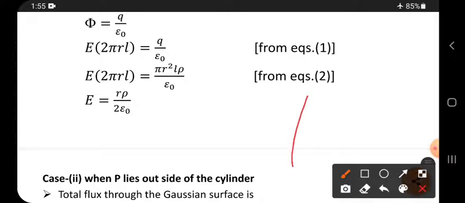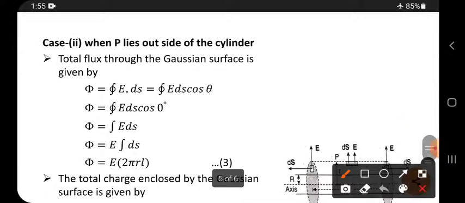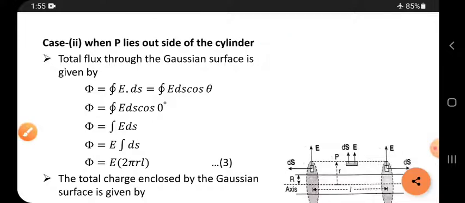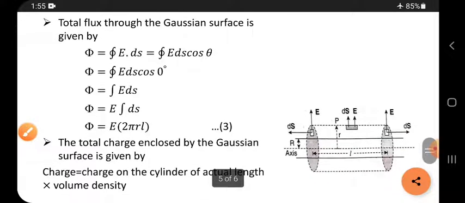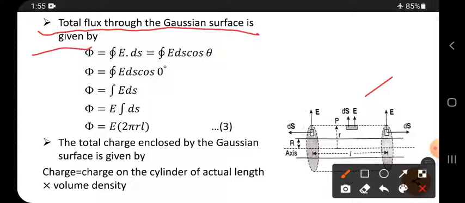Suppose a point is kept outside of the cylinder. When P lies outside of the cylinder, what happens? See the diagram. So this is the diagram. Now see, the total flux through the Gaussian surface is given by phi equals integral E dot ds. If we remove the dot product, it can be written as E ds cos theta.